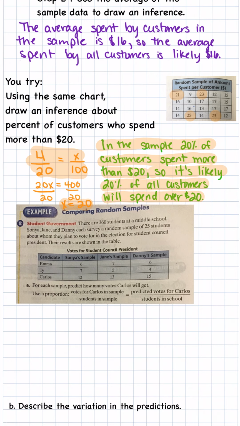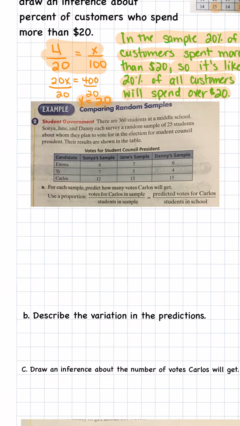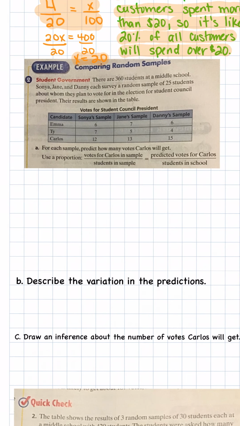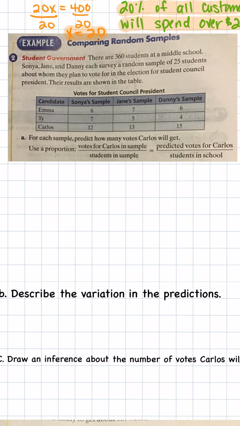That word likely is key because it's giving some leeway and making it known that it is a prediction based on data. So just to be clear, the different random samples from the same population may give different results. By comparing the samples, you can determine how much estimates or predictions made from the sample will vary.